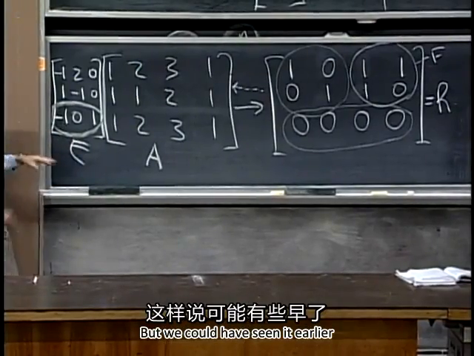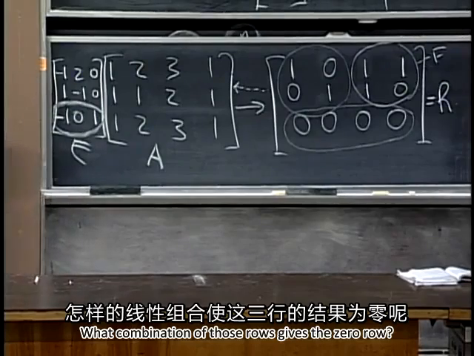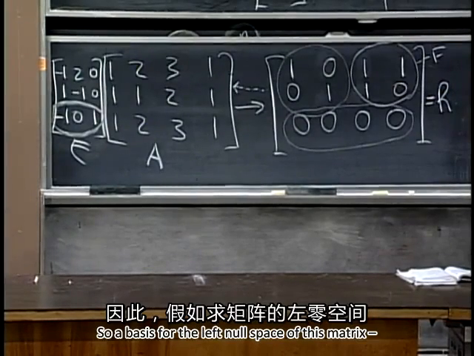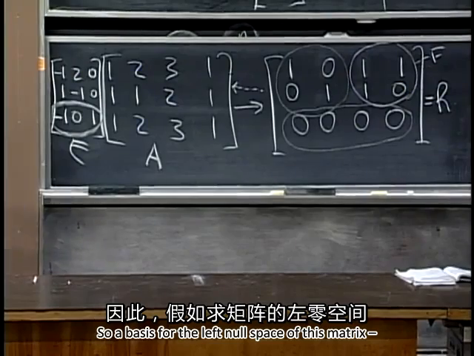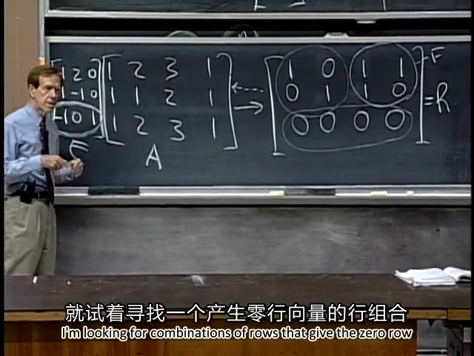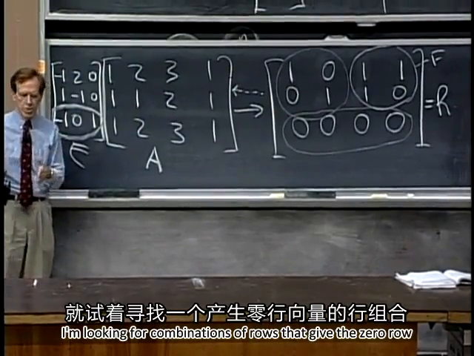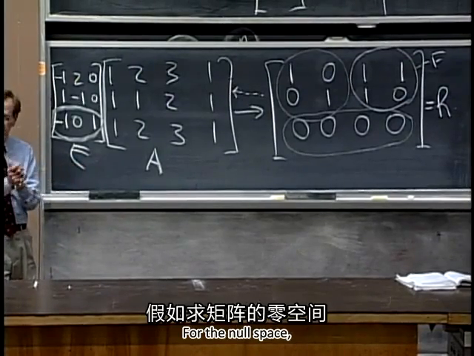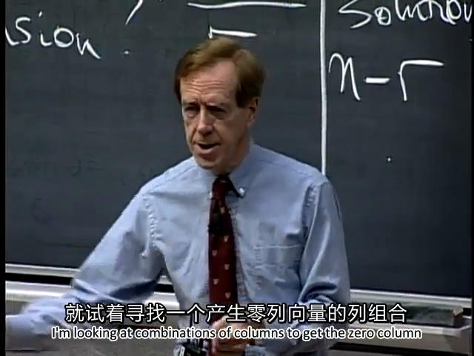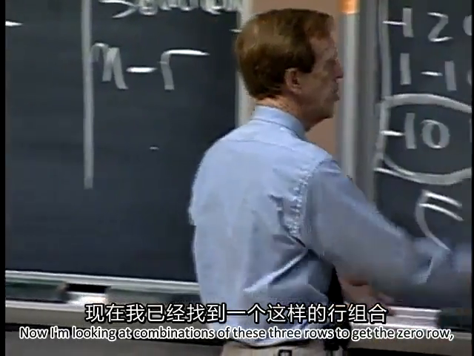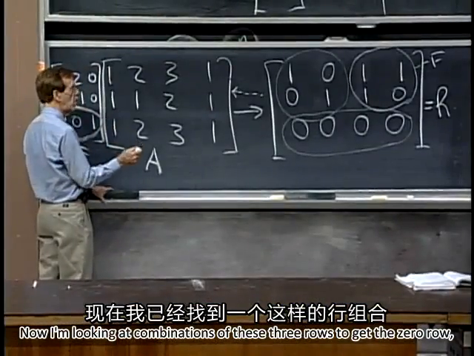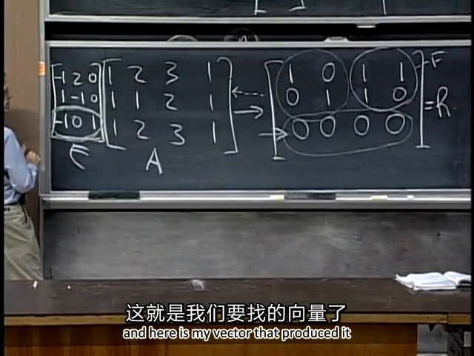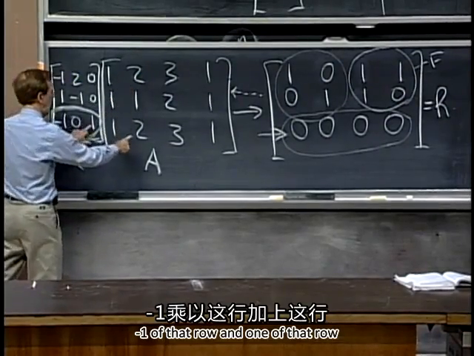But we could have seen it earlier. What combination of those rows gives the 0 row? Minus 1 of that, plus 1 of that. So for a basis for the left null space of this matrix, I'm looking for combinations of rows that give the 0 row. For the null space, I'm looking at combinations of columns to get the 0 column. Now I'm looking at combinations of these 3 rows to get the 0 row, and of course, there is my 0 row, and here is my vector that produced it. Minus 1 of that row, and 1 of that row.